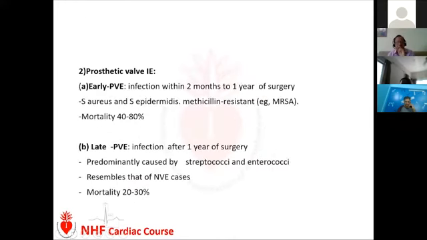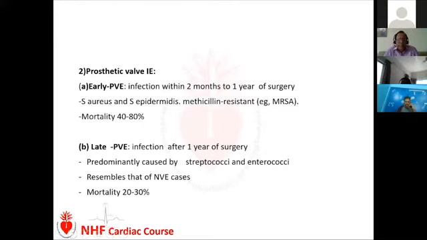Prosthetic valve endocarditis can be early or late. When it occurs within 2 months to 1 year of surgery, this is called early. And when it occurs after 1 year of surgery, this is termed as late. Etiological agent and mortality varies between 2 groups.